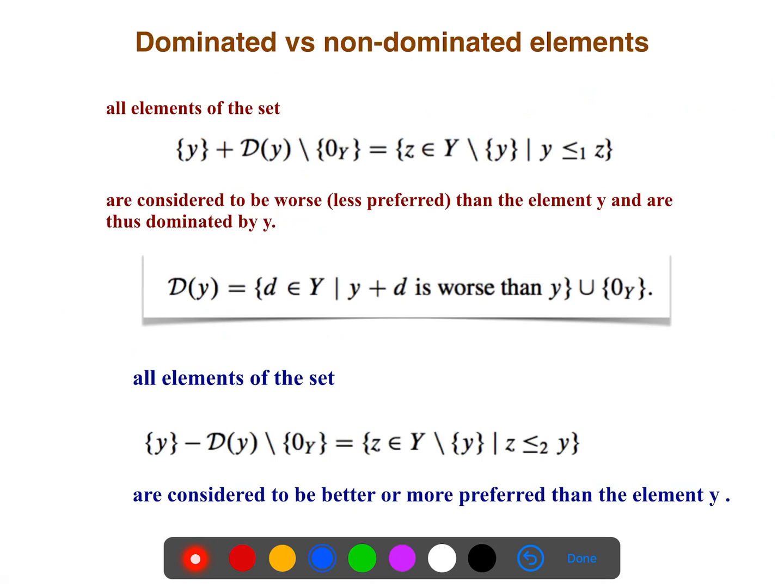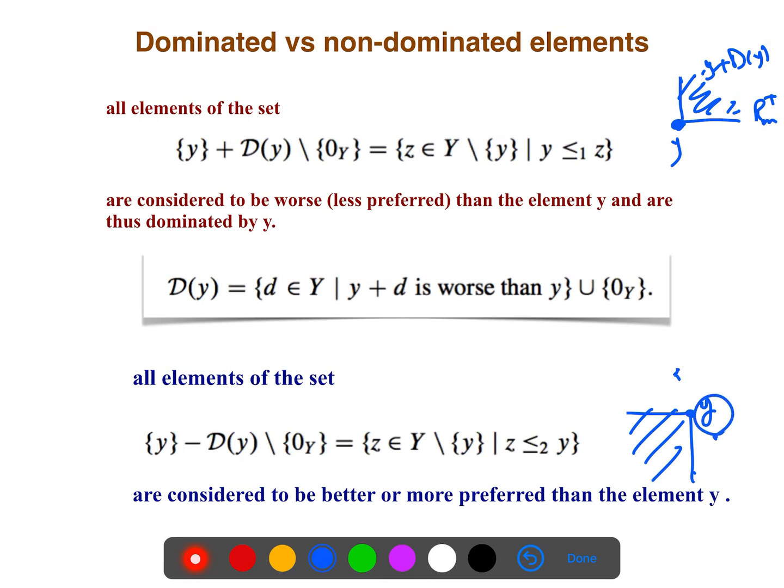And we now talk about dominated versus non-dominated elements. For example, this is a cone, and this is a y. This is a simple cone, for example, the typical Rm plus cone. And y plus dy is considered to be worse than the element y. And that is why we say y is dominated. But look at here. We are saying the opposite thing. Now y minus dy is here and is considered to be better than the element y. So we cannot say y is non-dominated. It is dominated by many points.